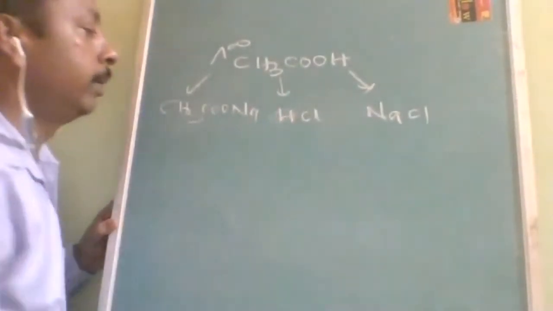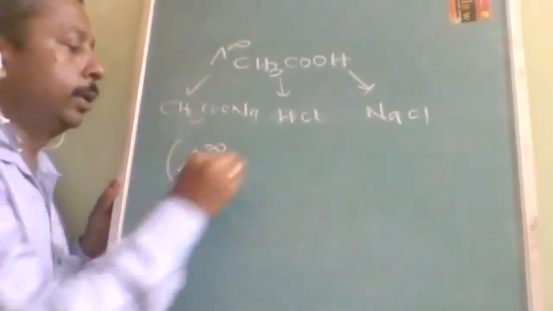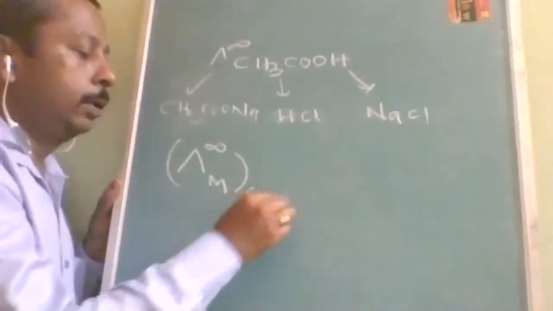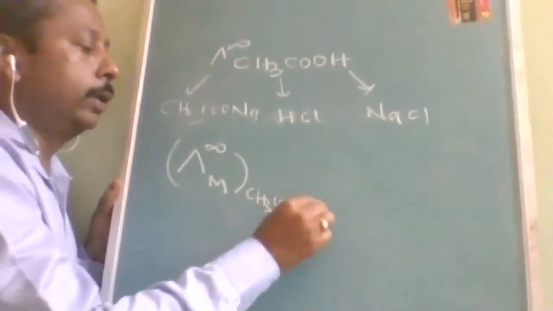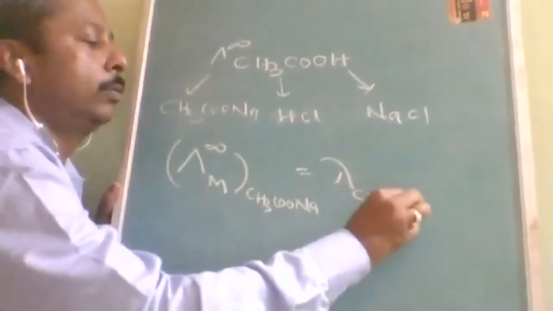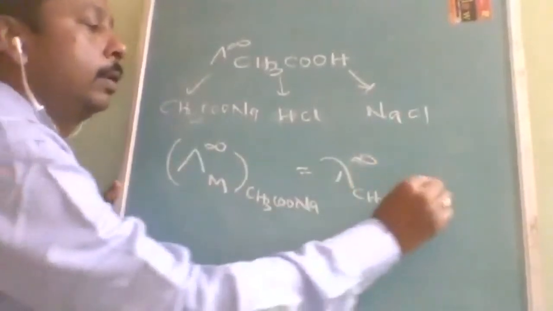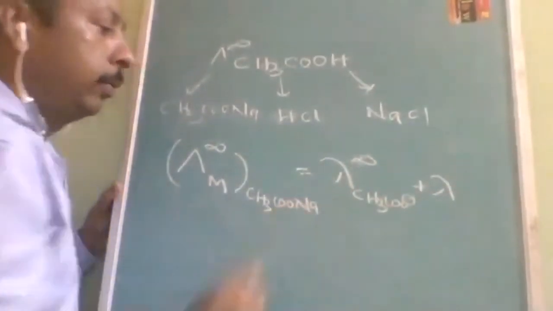With the equation, the molar conductivity at infinite dilution of CH3COONa is equal to lambda CH3COO minus at infinite dilution, plus according to which law?